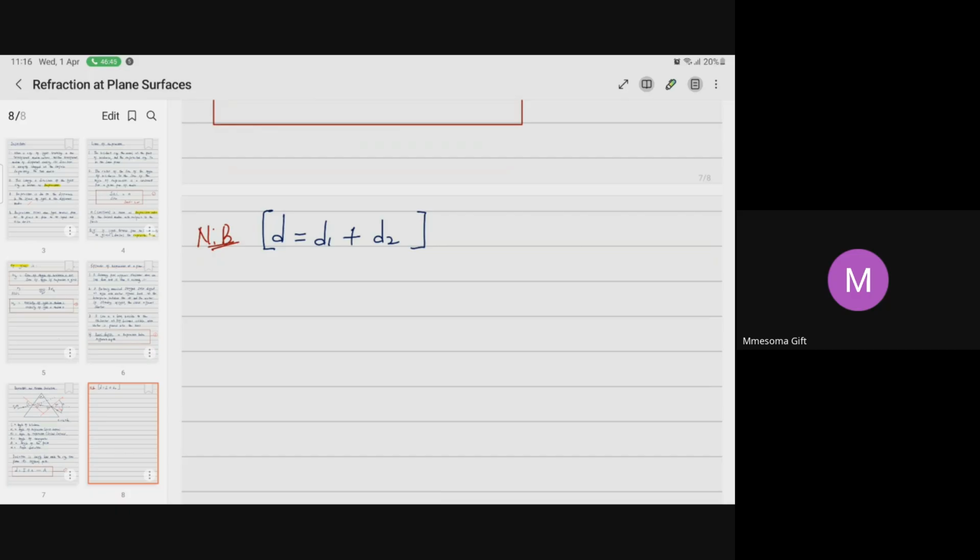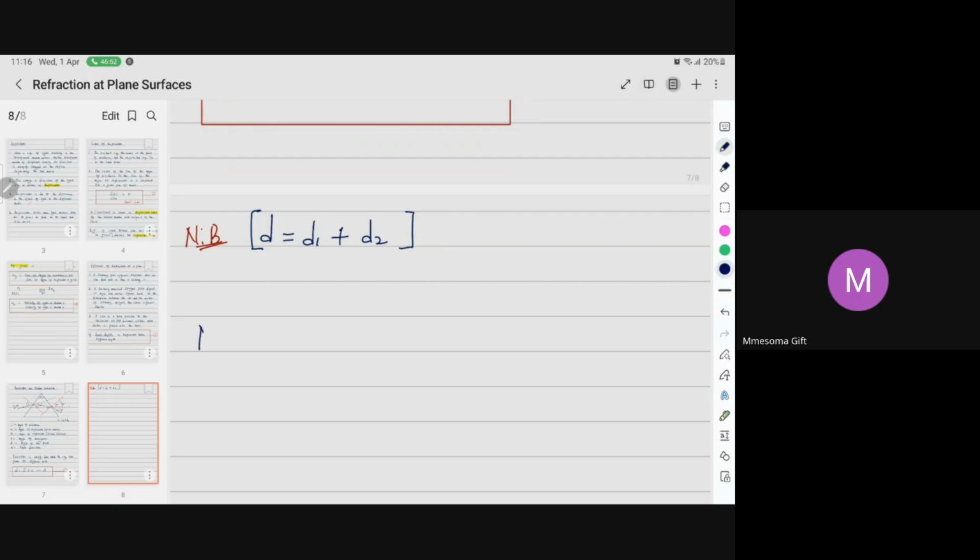All right, so D equal to D1 plus D2. Well, I think that I've answered your question, right? Now, we have another one we regard as your minimum deviation.